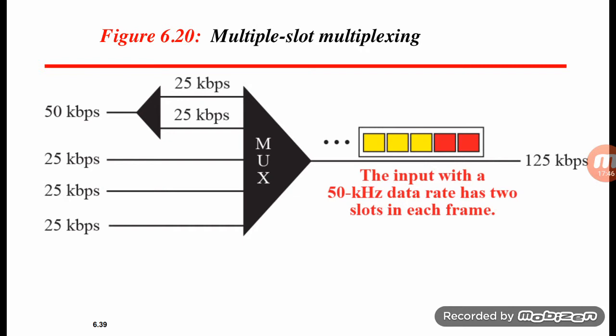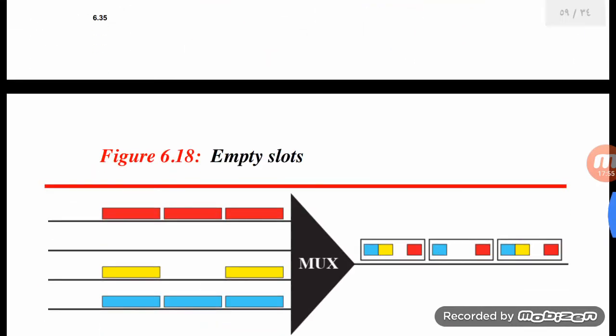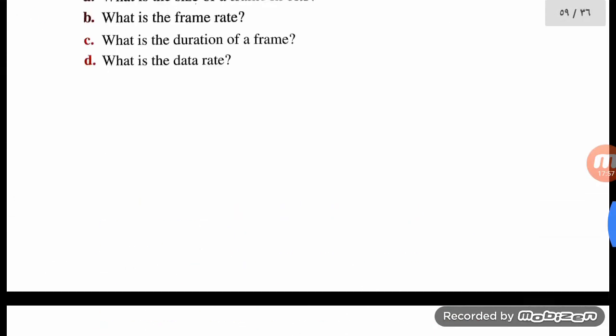Clear. So this is called multiple slot multiplexing. That is, instead of having 4 slots, now you are having 5 slots. You are splitting this into 2 more slots.